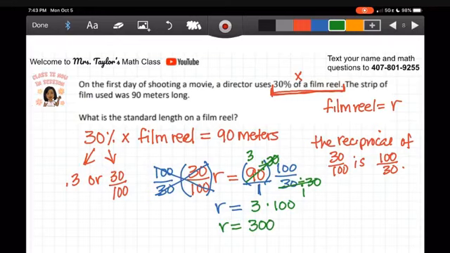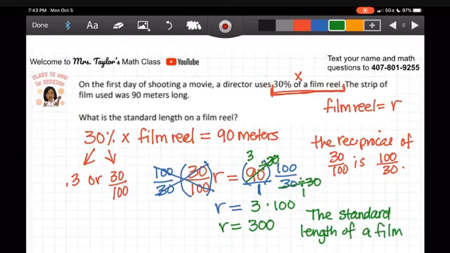But what does that translate into? It says, what is the standard length of a film reel? So we can say the standard length of a film reel is 300 meters. And that is our answer. Voila, we got it.